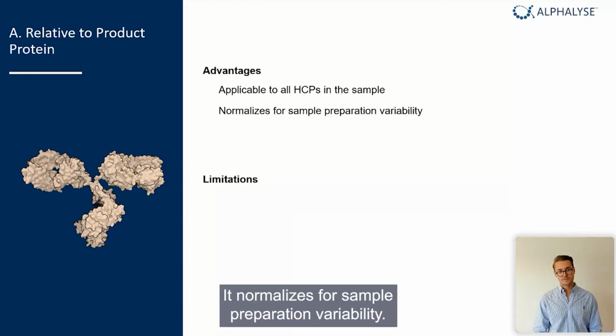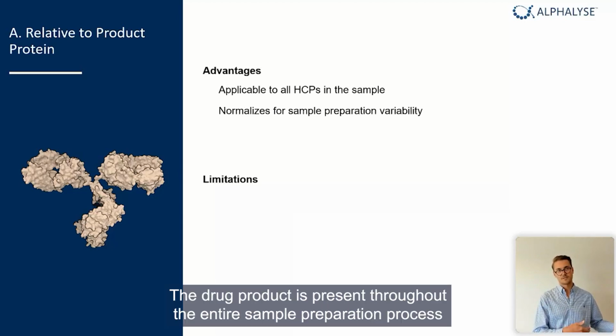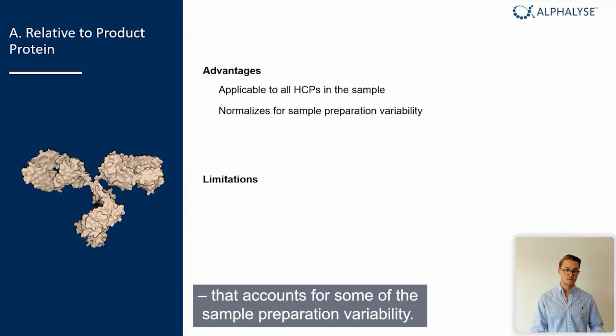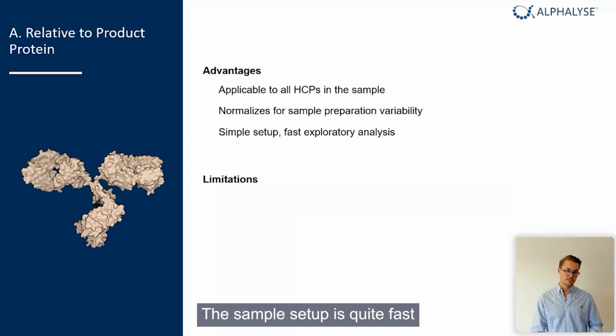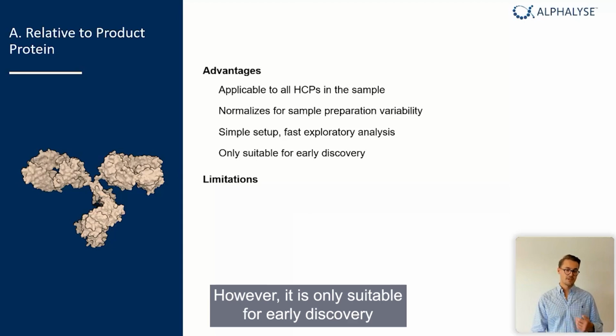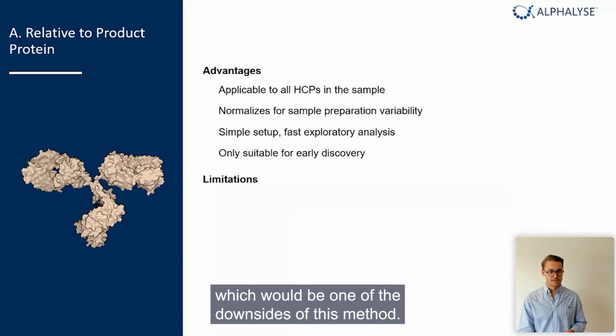It normalizes for sample preparation variability. The drug product is present throughout the entire sample preparation process, so it will be under the same conditions as your host cell proteins. That accounts for some of the sample preparation variability. The sample setup is quite fast, making it easy for fast exploratory analysis. However, it is only suitable for early discovery, which would be one of the downsides of this method.